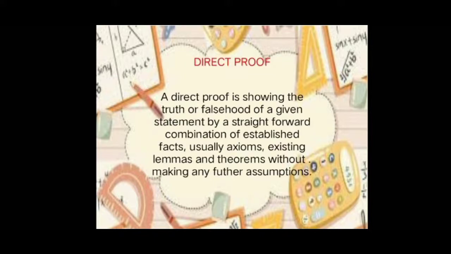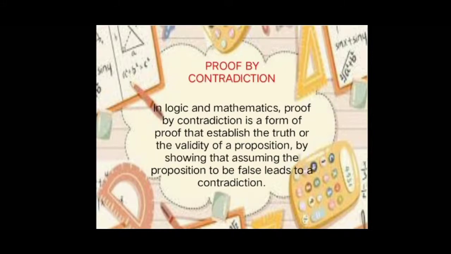Direct proof. A direct proof is showing the truth or falsehood of a given statement by the straightforward combination of established facts, usually axioms, existing lemmas, and theorems, without making any further assumptions. Proof by contradiction.